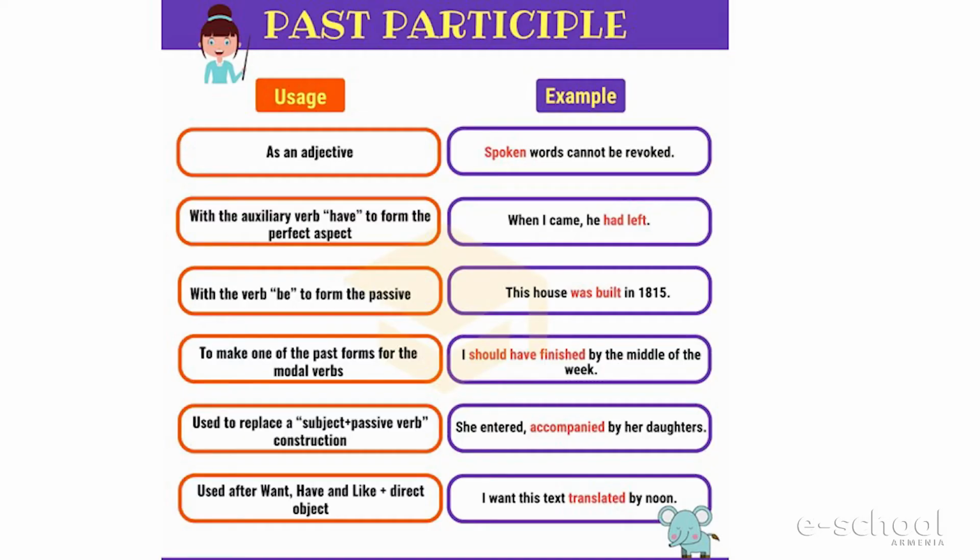It can be used as an adjective. Spoken words cannot be revoked. With the auxiliary verb have to form the perfect aspect. When I came, he had left. With the verb be to form the passive. This house was built in 1815.